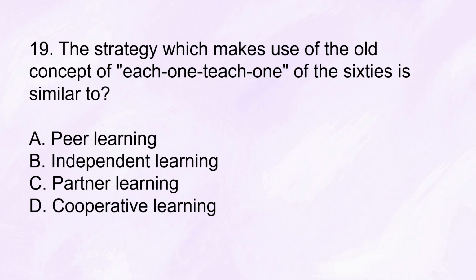Number 19, the strategy which makes use of the old concept of each one teach one of the 60s is similar to what? Letter A, peer learning. Letter B, independent learning. Letter C, partner learning. Or letter D, cooperative learning.